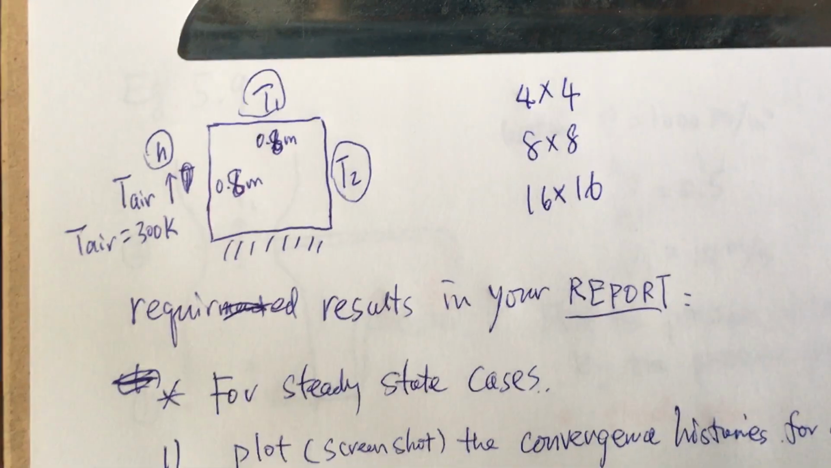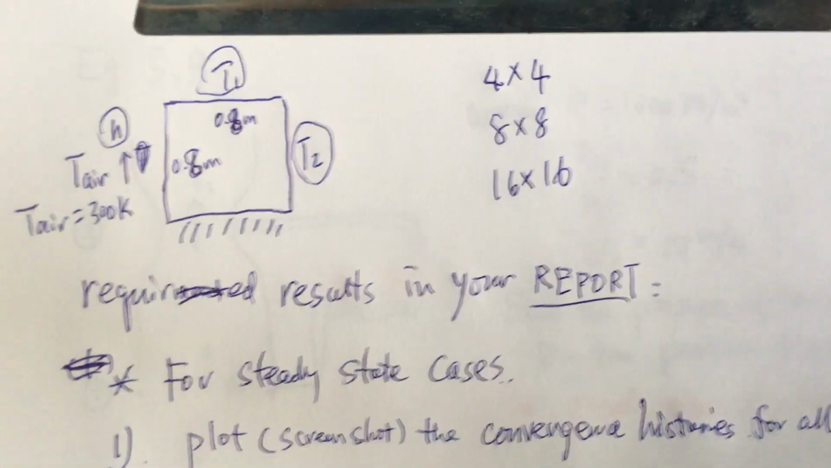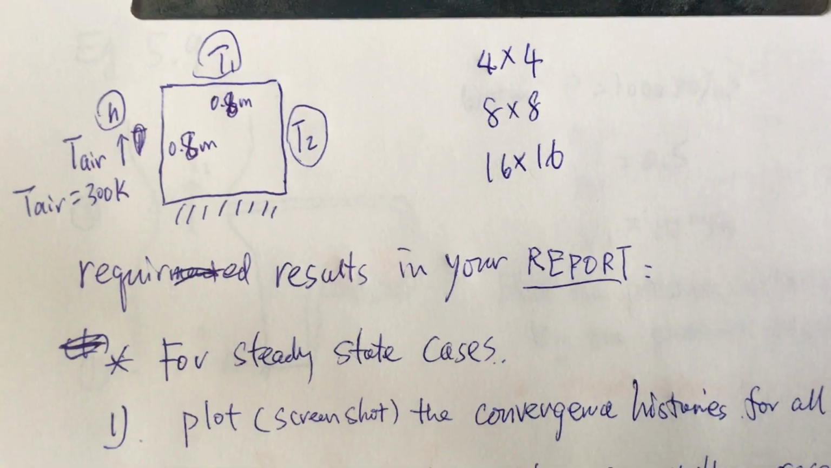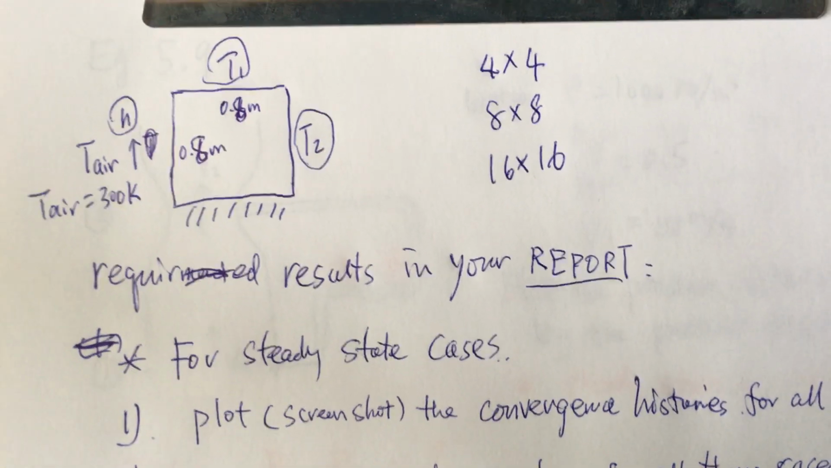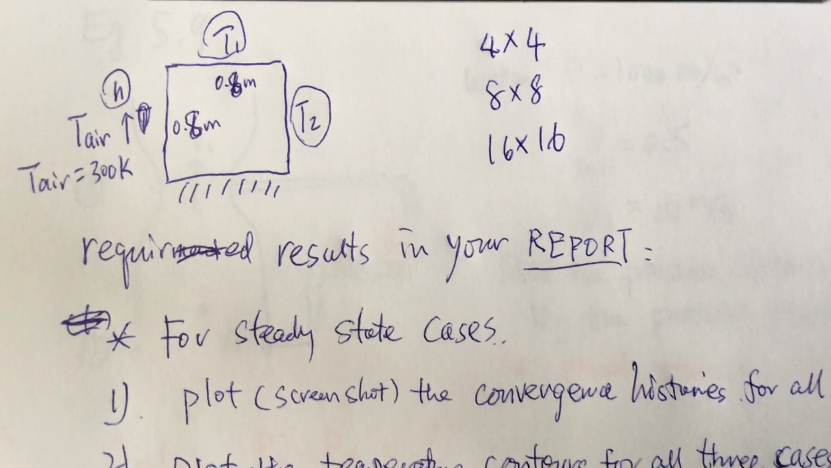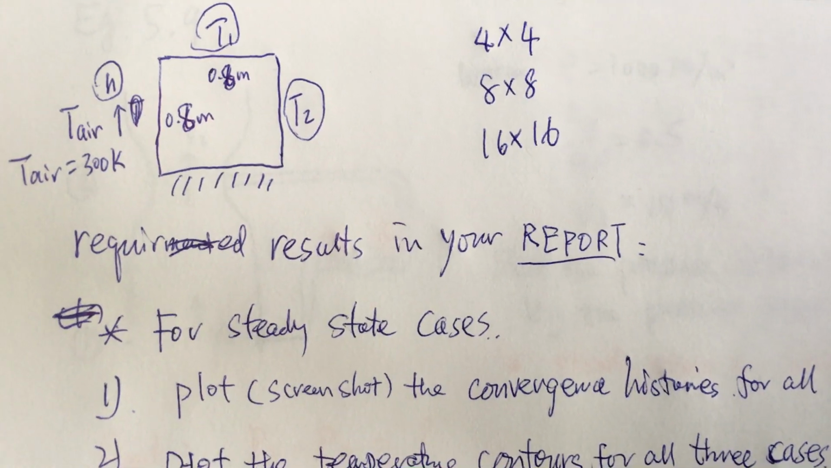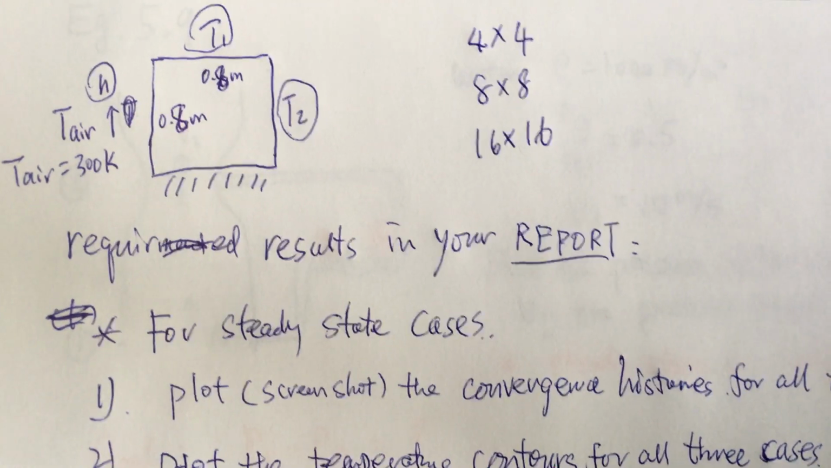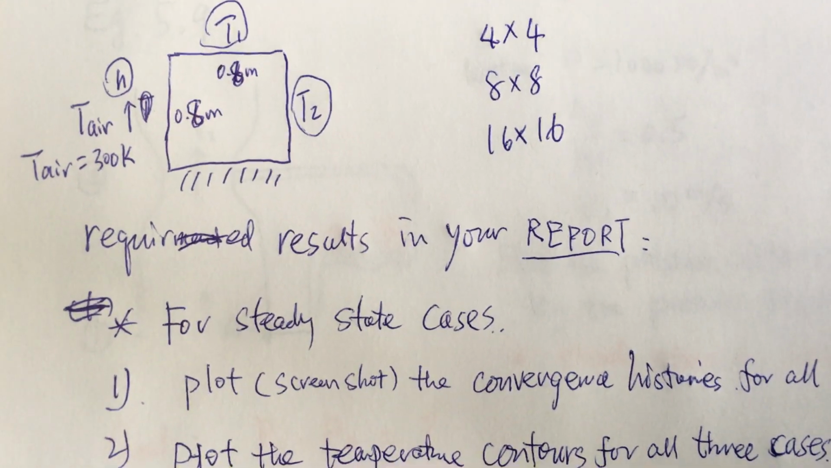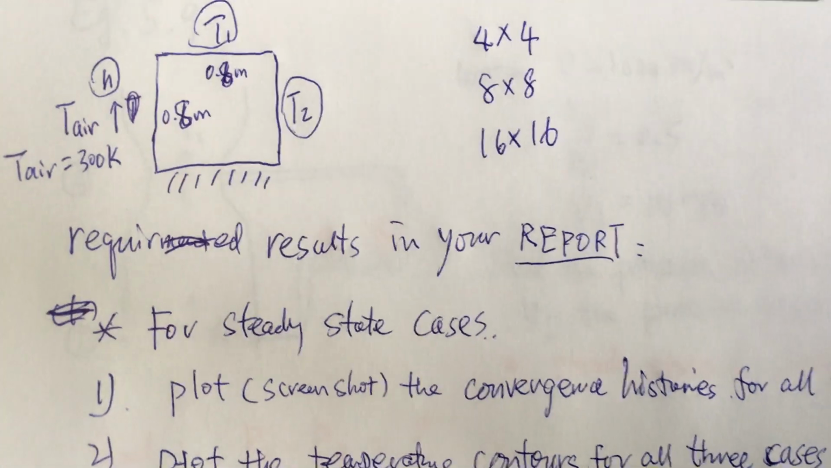The bottom boundary is the insulated boundary. So now you know that for the insulated boundary you have zero heat flux. That's the insulated boundary condition. And the left is a convection condition. You need to input the ambient temperature as well as the heat transfer coefficient into Fluent.